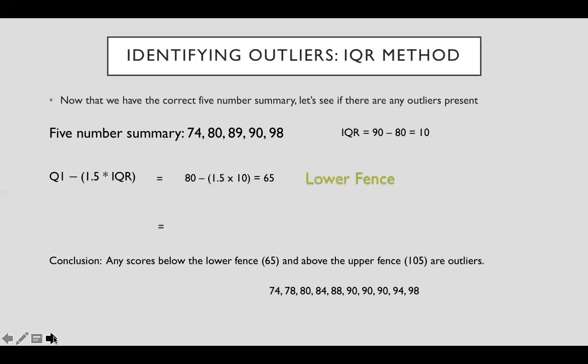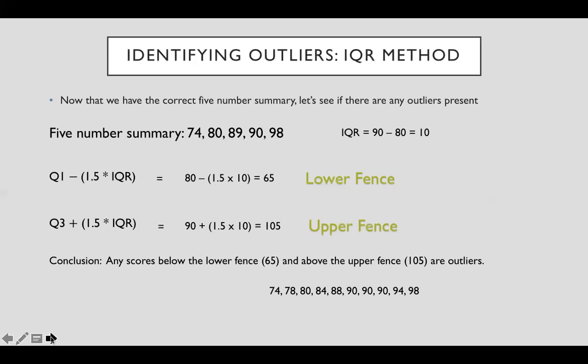And we can calculate our lower fence by taking Q1, which is 80, subtracting 1.5 times our IQR of 10, and we get 65 as our lower fence. Then we go to calculate our upper fence. We can take 90, which is Q3, and add 1.5 times 10, and we get 105 as our upper fence.